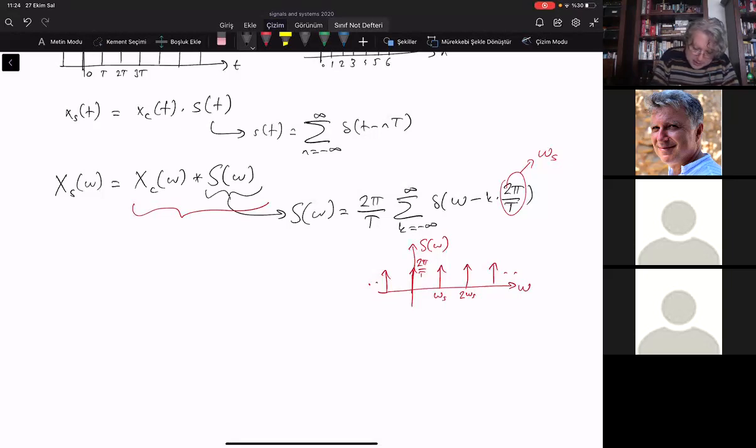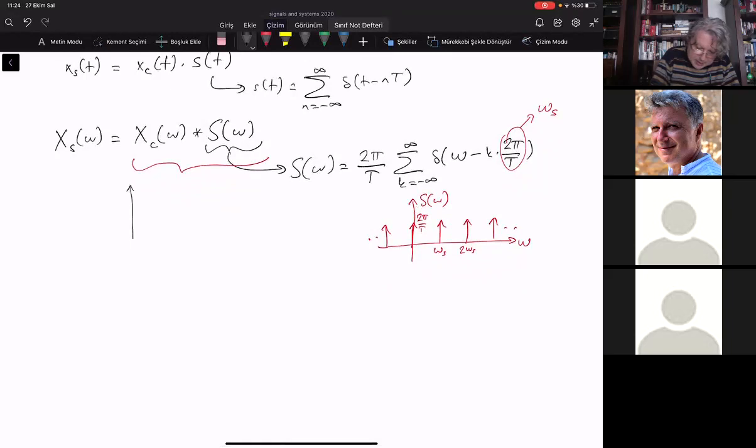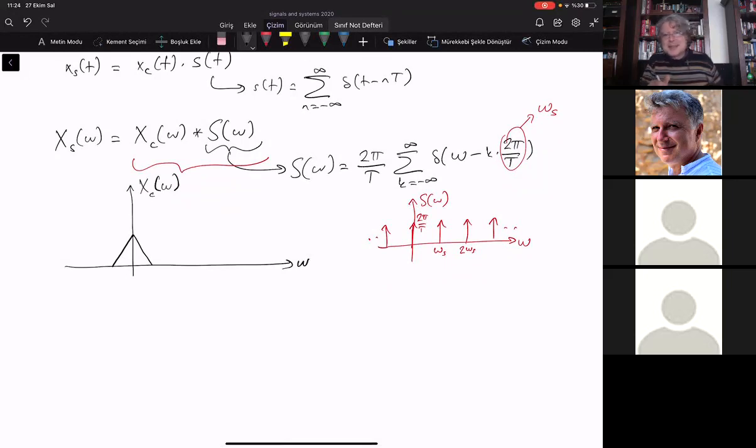The typical X sub c of omega shape over the frequency axis. The easiest thing to draw will be a triangular shape like this. And because of this typical example that we are always using, after some time, students may start thinking that the Fourier transform of real signals are always triangular. That's not correct. I'm just drawing an illustration here.